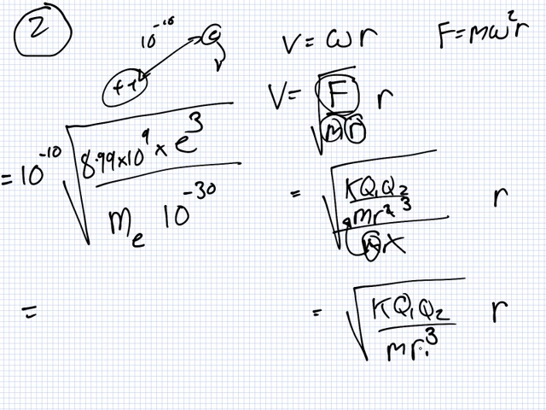Okay, the answer is... What's the answer? 6.4 times 10 to the negative 4, 640 micrometers per second. Yeah? F equals k q1 q2 over r squared.